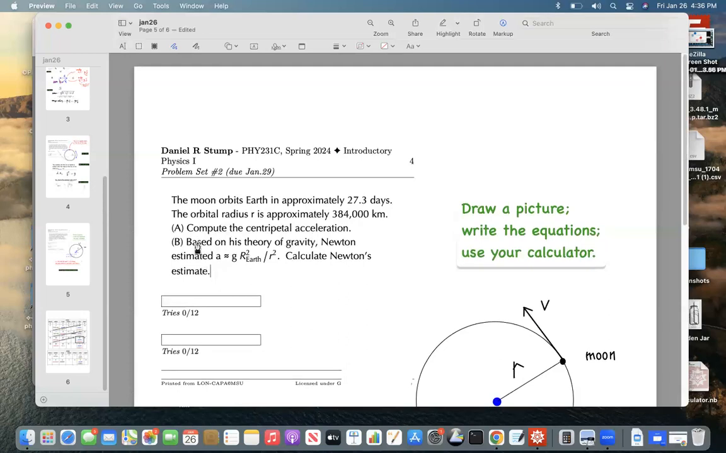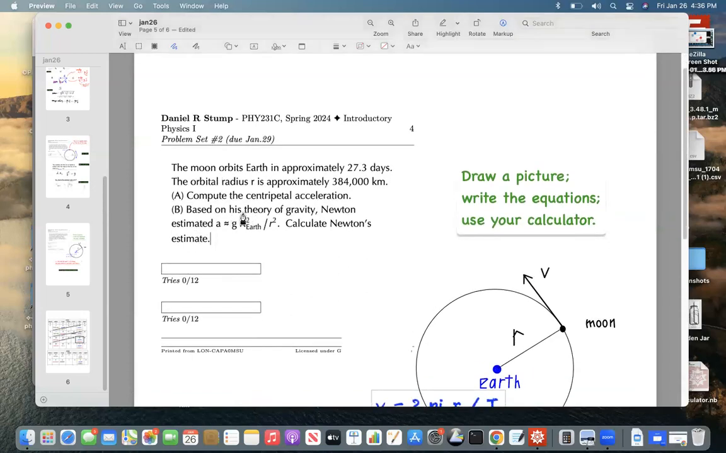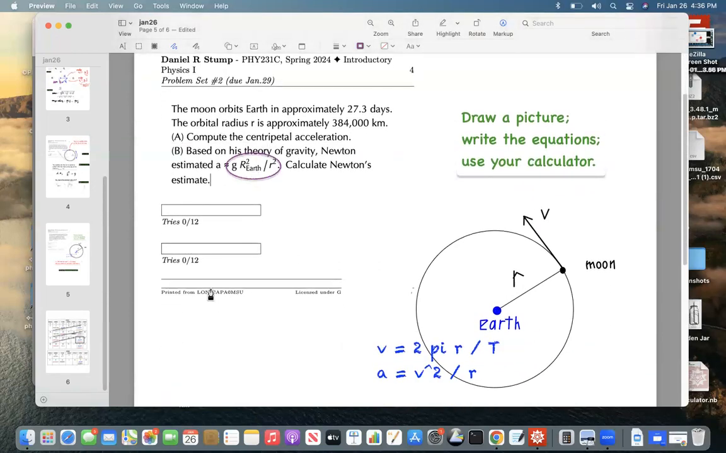There's a part B, which is to calculate this quantity: the acceleration due to gravity on the surface of the Earth times the radius of the Earth squared. You know that. You can look it up in the book, or you can do a Google search for the radius of the Earth. It's about 6 million meters. Divided by R squared. Here's the R squared. And lo and behold, you get the same number.